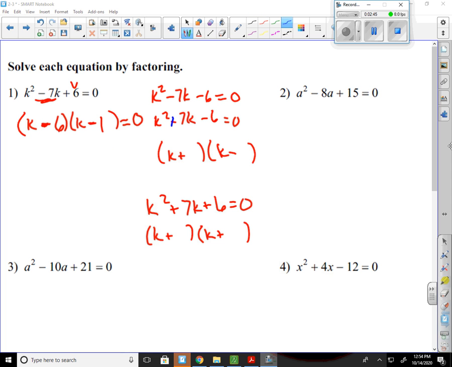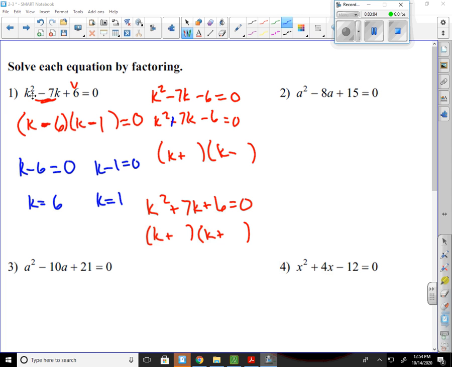Now I break my two sets of parentheses up. k minus 6 equals 0. k minus 1 equals 0. Solve for k. That gives me k equals 6 and k equals 1.